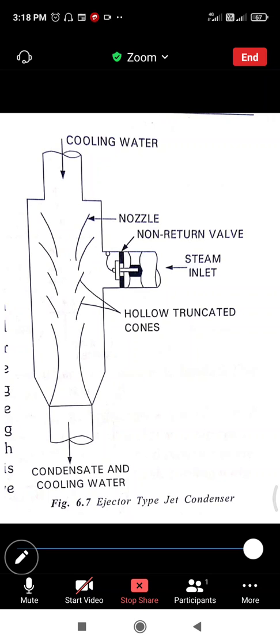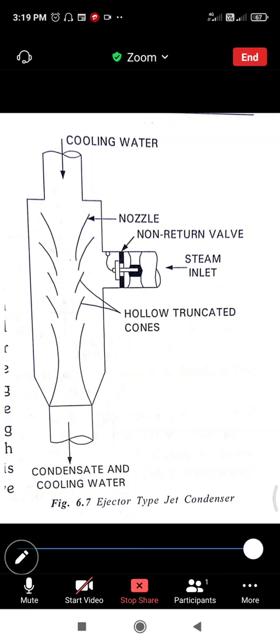In the jet condenser, we discussed the different types: low level, high level, and ejector type. In the low level, we discussed two types, parallel flow and counterflow. We also discussed the high level, its advantages and disadvantages, and at the end the ejector type condenser. These are the jet condensers.